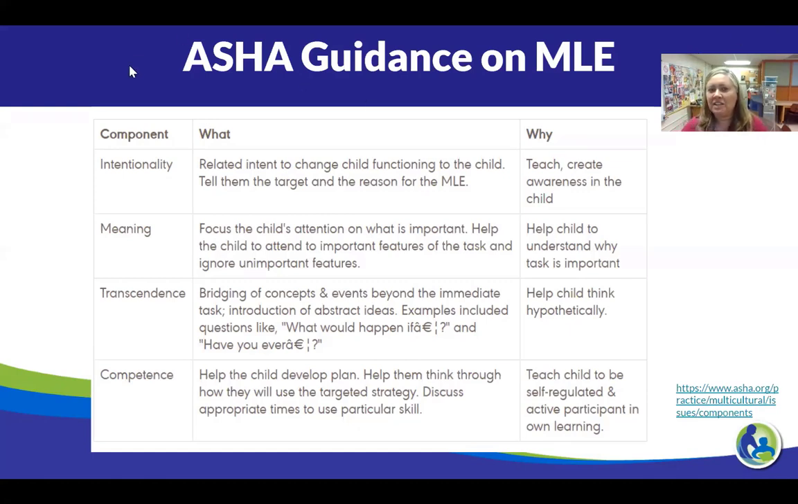So Liz Pena really takes us through step by step what these components of the MLE are, why they're important, and those 4 components of intentionality, meaning, transcendence, and competence are very consistent across the research on dynamic assessment. We really need these elements to be present in the mediated learning.